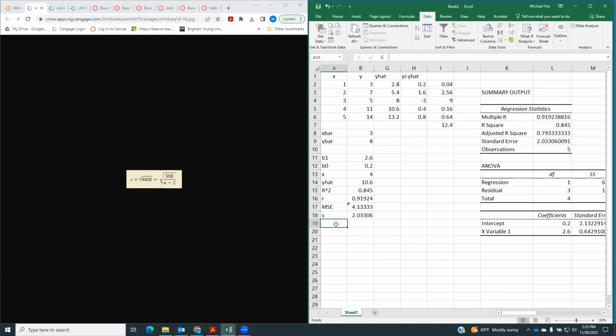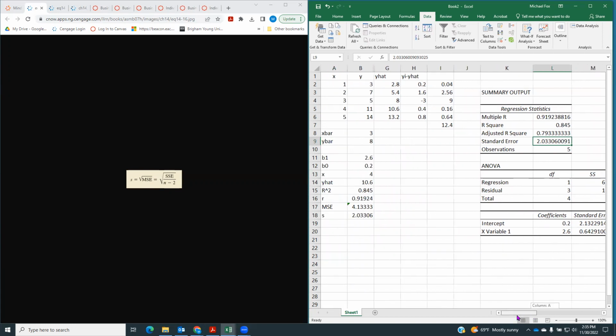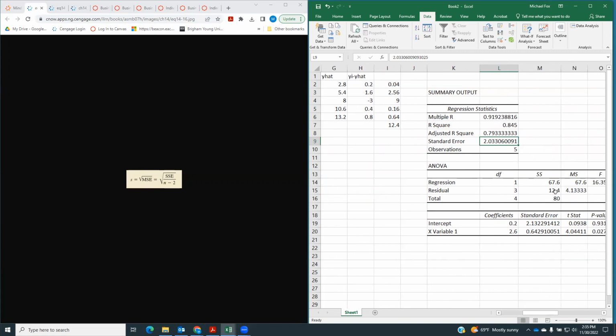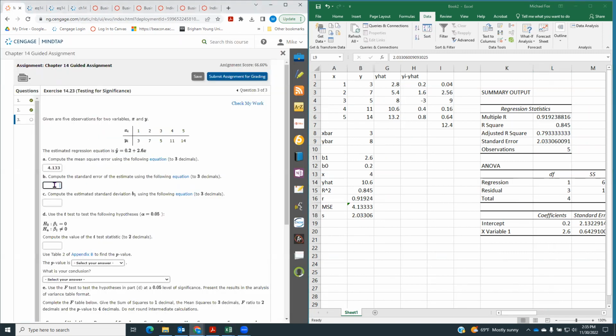And that comes out as 2.03306. You'll also see that that shows up over here as the standard error in our regression output. So again, I'm showing you how to calculate them, but also showing you where they fall in here. You may need to make a note in your notes of what term, like MSE, and where you find it in the regression output so that you can find it in the future. All right. We have 2.033.